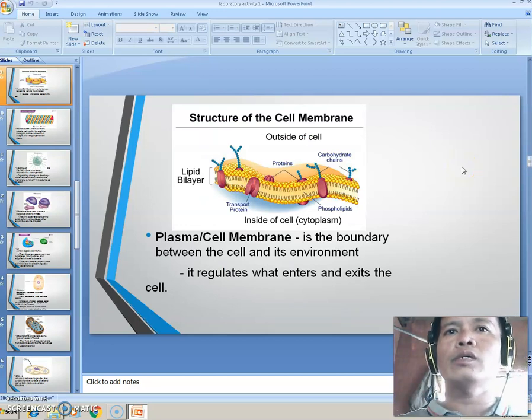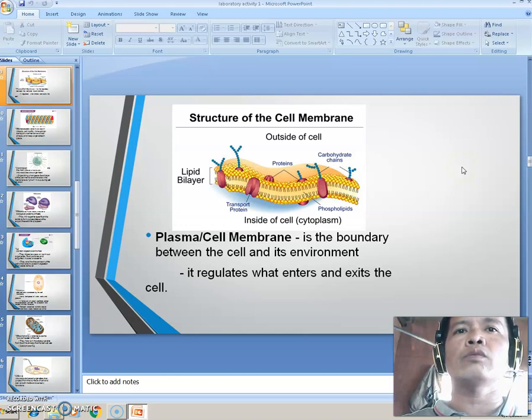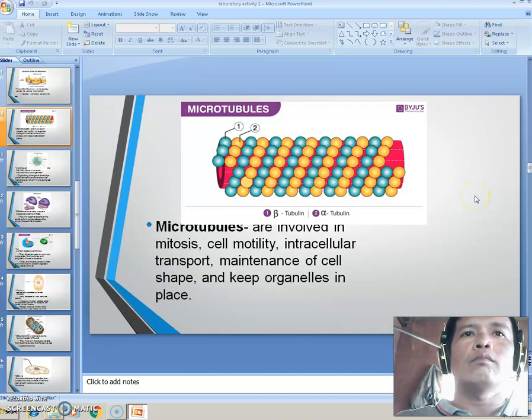The plasma or the cell membrane is the boundary between the cell and its environment. It regulates what enters and exits the cell. Microtubules are involved in mitosis, cell motility, intracellular transport, maintenance of cell shape, and keeping organelles in place.